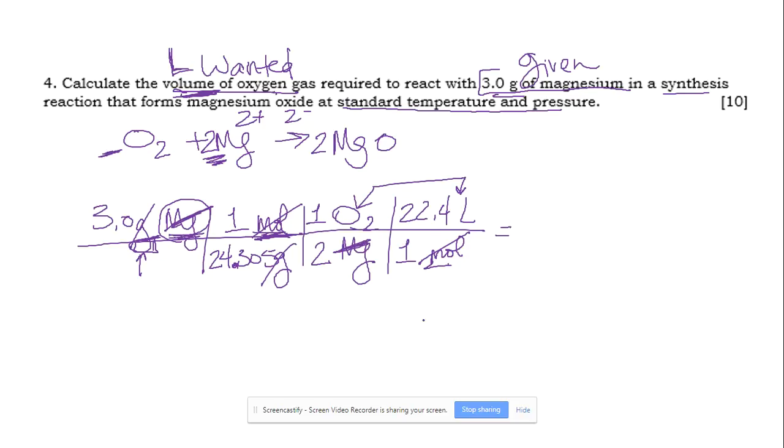So I'm going to use my calculator. I'm going to do 3 times 1 times 1 times 22.4 divided by 24.305 divided by 2. The other option is 3 divided by 24.305 times 1 divided by 2 times 22.4. And either way, we should get 1.4 liters of oxygen.